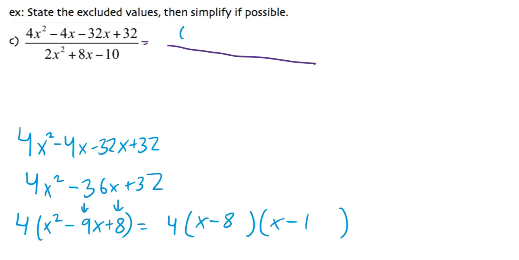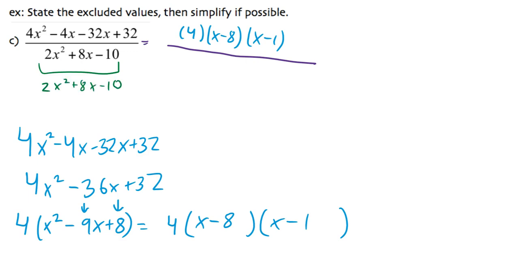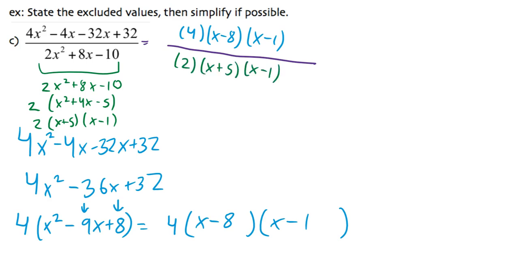So now I know my numerator factors to 4 times (x minus 8) times (x minus 1). My denominator, maybe I also want to go to the side of my paper and figure out what that is. 2x squared plus 8x minus 10. I could take a GCF out. And then I have to think about what multiplies to -5 and adds to +4. So I have 2 times (x plus 5)(x minus 1).